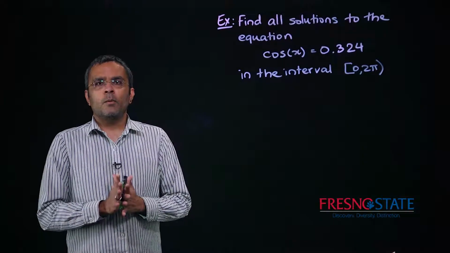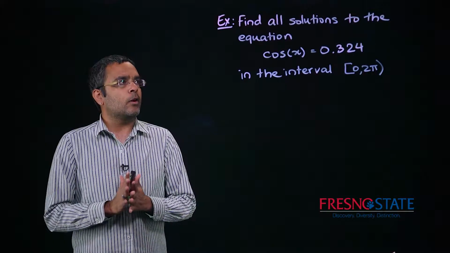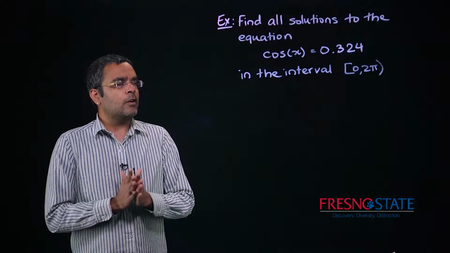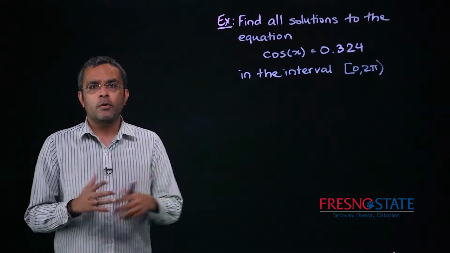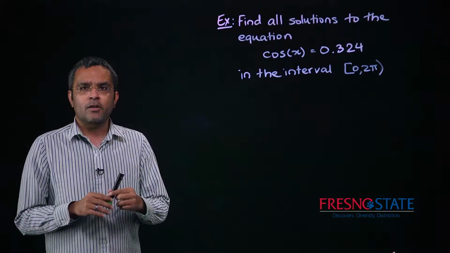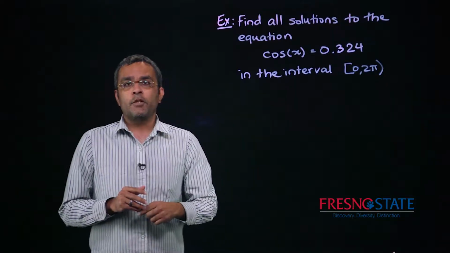All right, so in this video, we want to talk about finding all solutions to the equation cosine x equals 0.324 in the interval 0 to 2 pi. In the previous video, we did something like cosine x was equal to 1/2 or cosine x equals root 3 over 2. And if you remember, those were your values for your cosine or sine function for the common angles. This one is one where you will have to use a calculator.